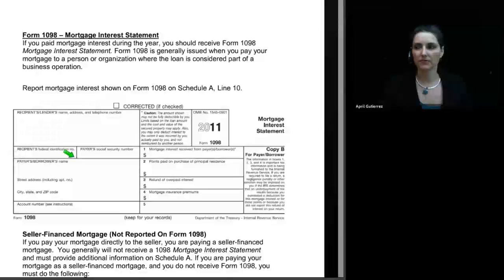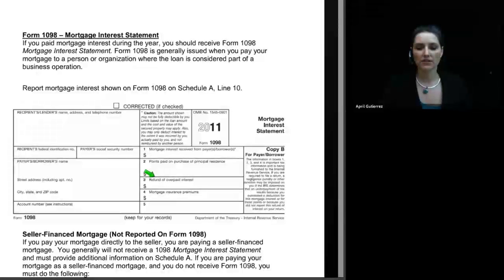Most banks issue a 1098 that looks something like this. Box 1 is where the mortgage interest is noted on the form, and whatever amount is in Box 1, you would carry to line 10 of Schedule A. Box 2 is where points were paid on the purchase of a principal residence, and if it happens to be that the points paid in this box are an exact amount to what is on the closing statement, you would include the amount in Box 2 on line 10 of Schedule A.